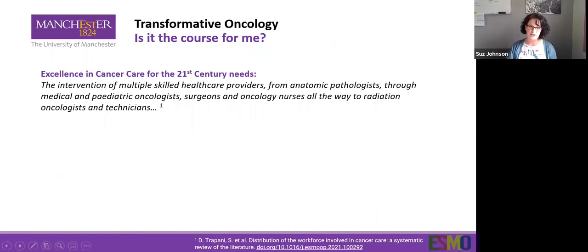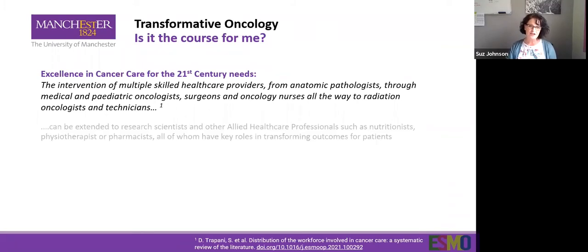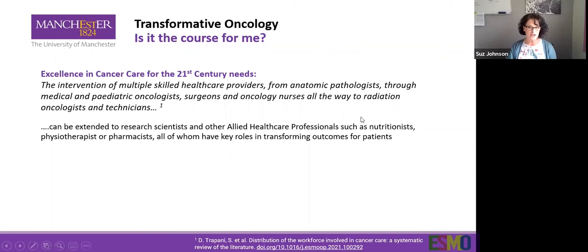So if you're still asking the question, is this course for me? In 2021, ESMO, which is the European Society of Medical Oncologists, stated for excellence in cancer care for the 21st century, there needs to be the intervention of multiple skilled healthcare providers. So these are from anatomical pathologists through to medical and paediatric oncologists, surgeons, oncology nurses, and all the way through to radiation oncologists and technicians. And actually, this can be extended also to include research scientists and other allied healthcare professionals such as nutritionists, physiotherapists, or pharmacists, all of whom have key roles in transforming outcomes for patients.